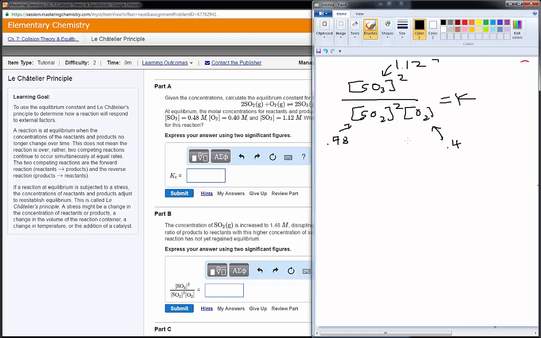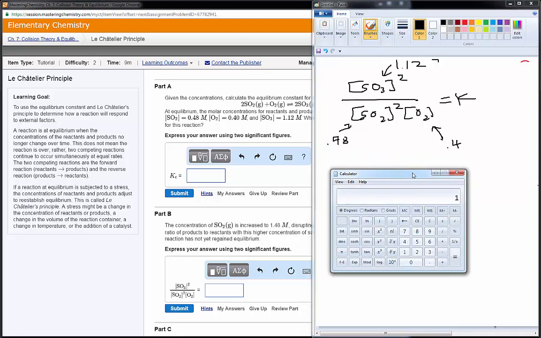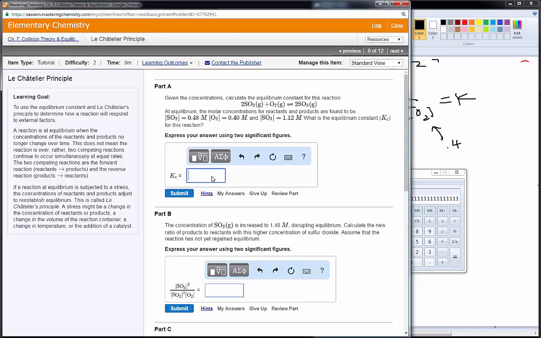All right, I can plug that in. I'm good at this. 1.12 squared divided by 0.48 squared and divided by 0.4 gives me a K of 13.6.